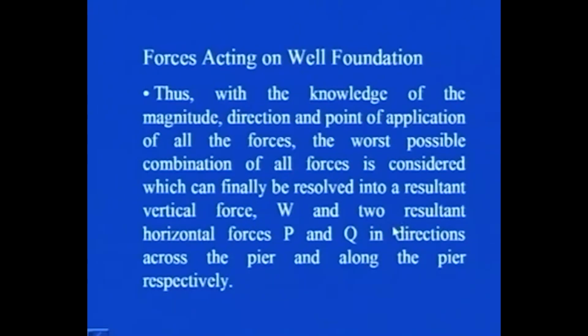That means that the horizontal force P is across the pier and horizontal force Q is along the pier. So, whatever the combination, that is the most general one, be it N case, N plus T case, or N plus T plus S case, finally you can resolve all these forces into three components. The first one is your vertical force, which we are representing here as W, and then the two horizontal forces P and Q across and along the pier respectively.